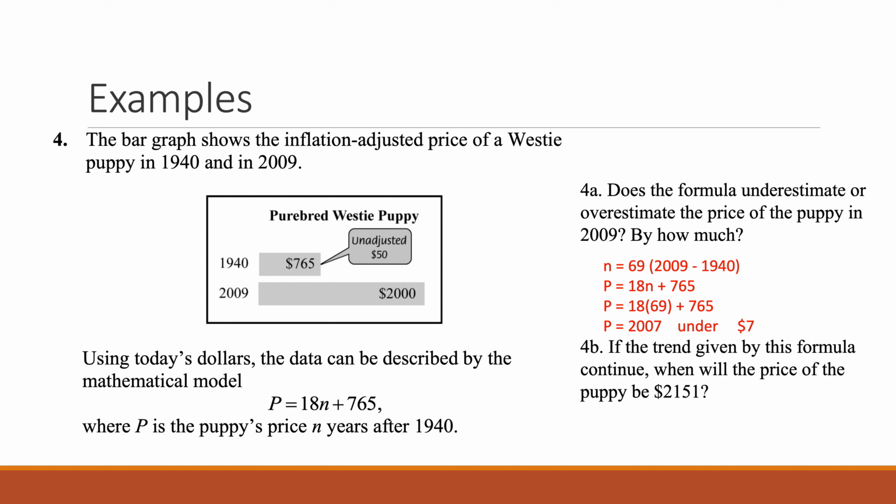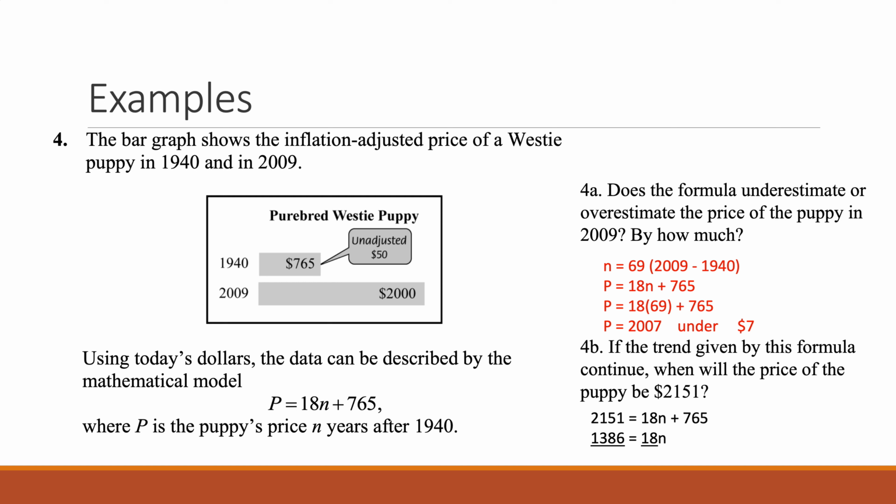And last, if the trend given by this formula continues, what will be the price of the puppy in 2151? Little stop and start here. It's important, little hint: 2151 is P this time, and you've got to solve for N. Okay, so 2151 equals 18N plus 765. Sorry, I forgot to make this one in red. It's in black.